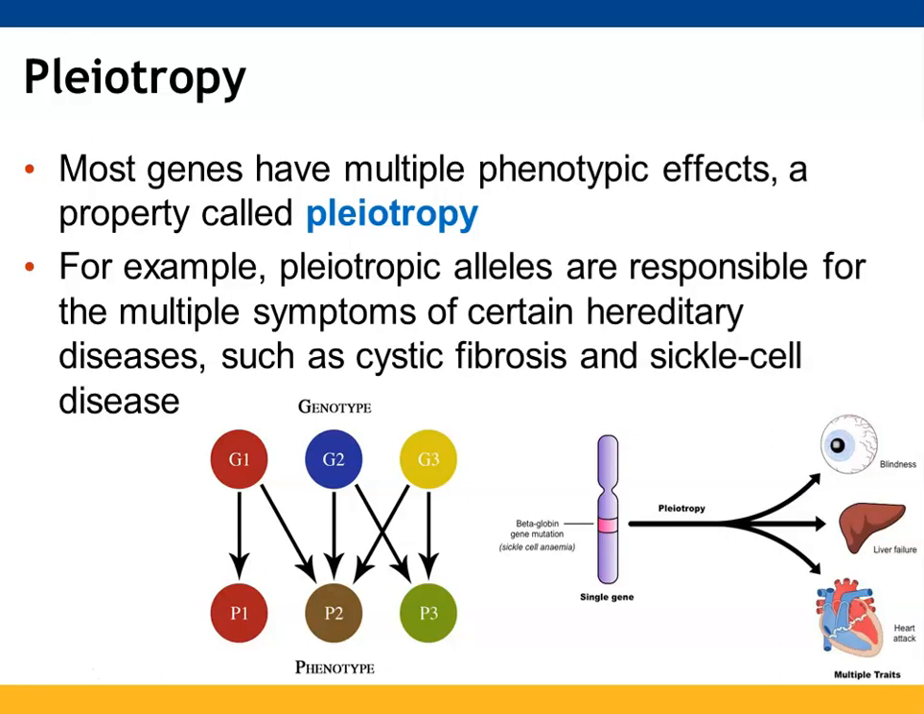Pleiotropy is when you have genes that are going to have multiple impacts. One example of this would be with cystic fibrosis, another would be with sickle cell disease, where you can have alleles that are going to have an impact on more than one physiological process. With sickle cell, you have a single gene that has a mutation. And pleiotropy shows how, if you have sickle cell, you could have an impact on your sight, on your liver, as well as on your heart.